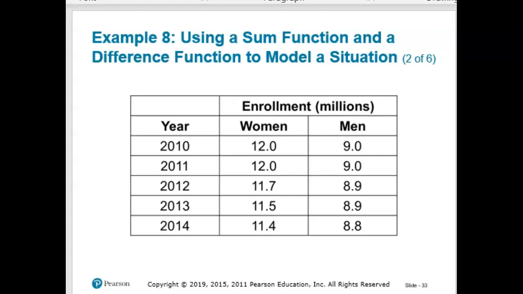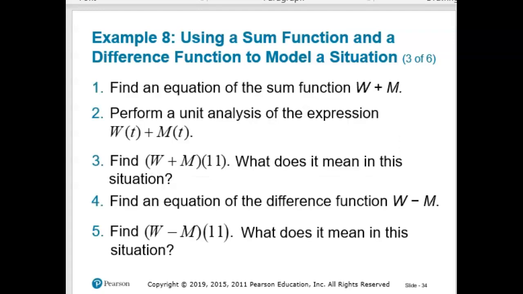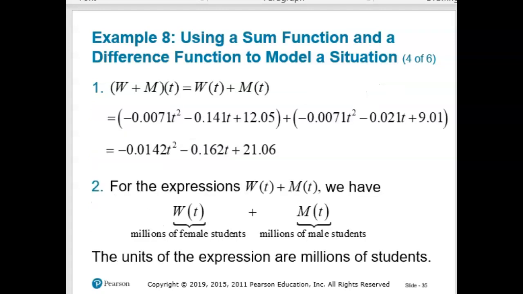Looking generally at this table of data, you can see that what's happening is the enrollment in millions for women and men are both decreasing, although right now more women are enrolled in college than men. Now let's see what happens when we add the functions and evaluate them, or we subtract the functions and evaluate them. Both number 3 and number 5 are asking us to evaluate them when t is equal to 11, or 11 years since 2010.